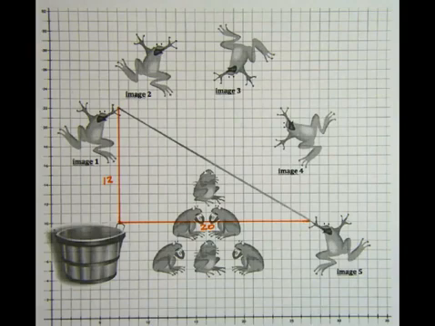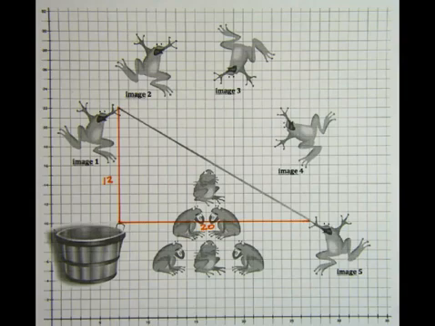The next part of the task asks students to find a transformation or a series of transformations that can map image 1 to image 5. Many students observed that the frog appeared to have flipped and slid. This led to the development of a series of transformations.